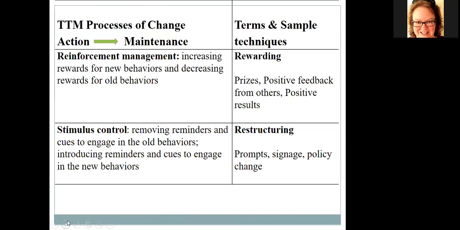And then I want to move on to this final process of change from MAR-10, which is stimulus control, and that's about restructuring. So this includes introducing reminders and cues to engage in the new behavior. Policy change at a systems level is a really great example. That's about restructuring the environment, creating what Heberlein in Navigating Environmental Attitudes calls the structural fix. It could, at a very simple level, be something as simple as a cue, like signage. And I know a lot of people like to use post-it notes on the bathroom mirror as a way to provide that cue, to provide that prompt.